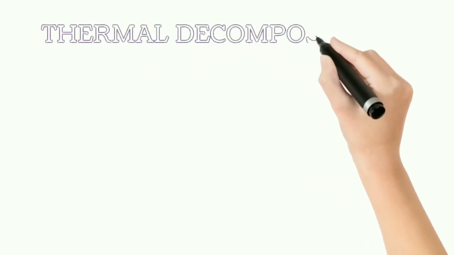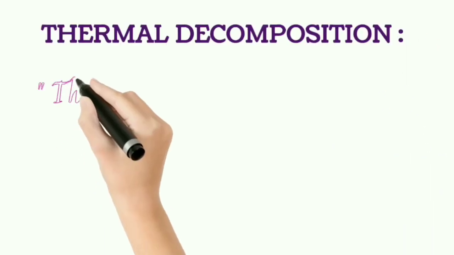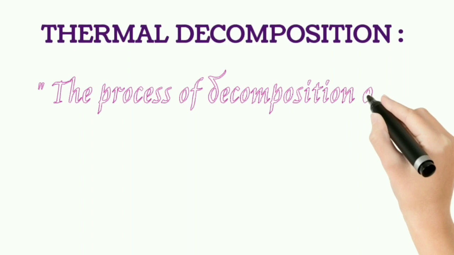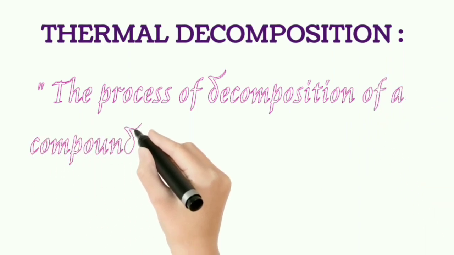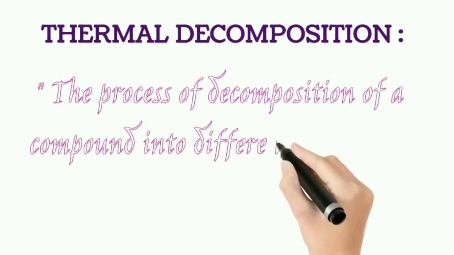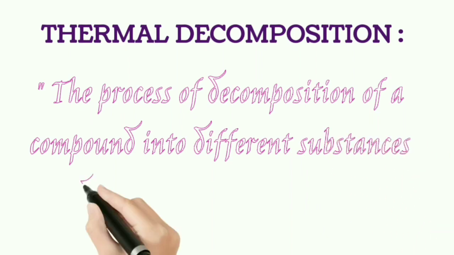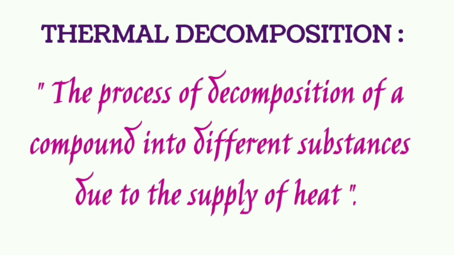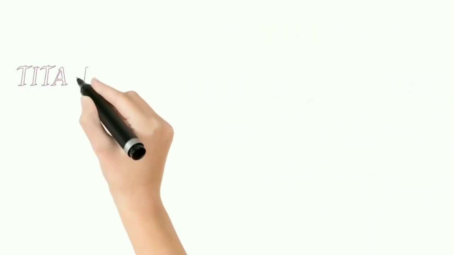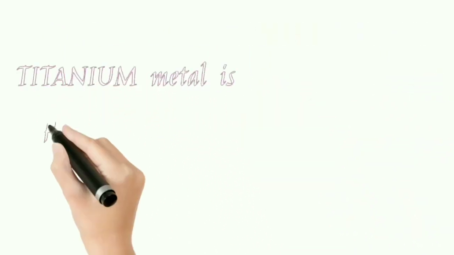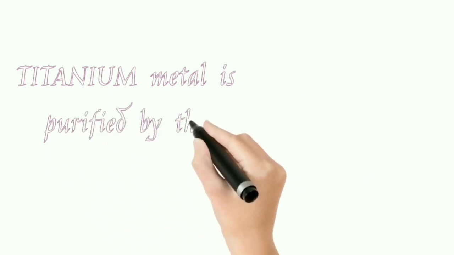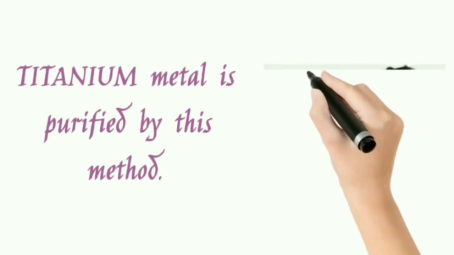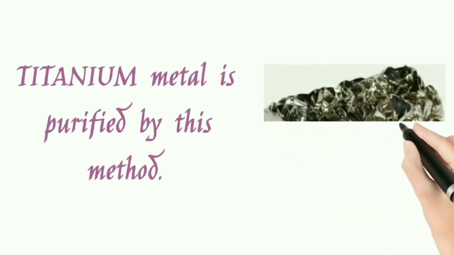The process of decomposition of a compound into different substances due to the supply of heat. ஒரு காம்பவுண்டை டிஃப்ரெண்ட் சப்ஸ்டன்ஸாக பிரேக் பண்ணுறதுக்கு நம்ம ஹீட்டை யூஸ் பண்ணுறது தான் என்னது thermal decomposition. The process of decomposition of a compound into different substances due to the supply of heat is called thermal decomposition. So using this Van Arkel process, the titanium metal is purified and this is the picture of titanium metal.